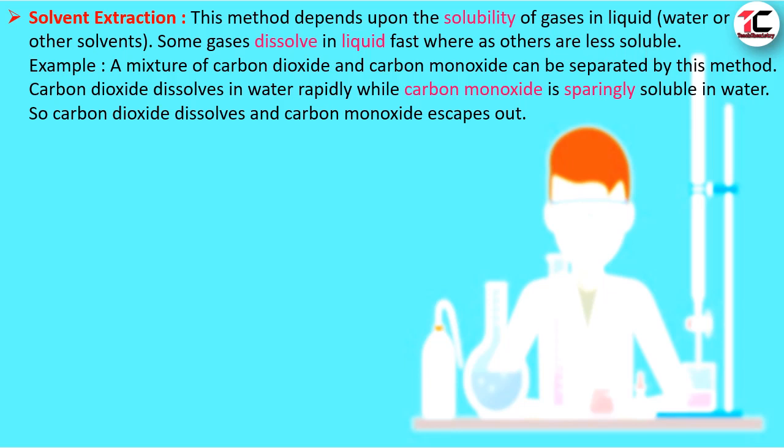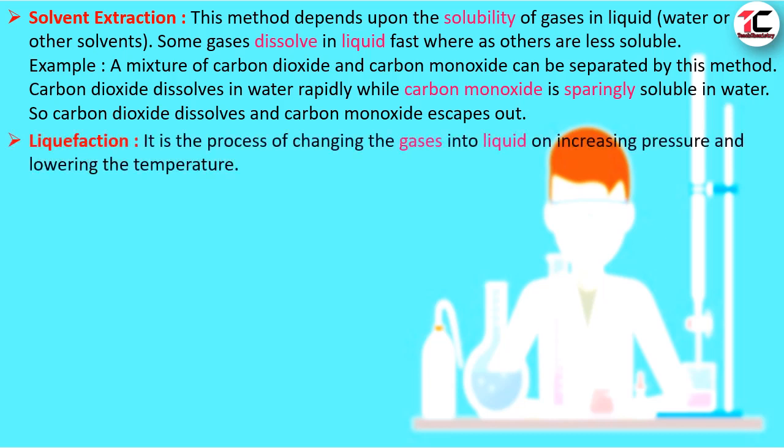For example, a mixture of carbon dioxide and carbon monoxide can be separated by this method, that is, the solvent extraction method. Carbon dioxide dissolves in water rapidly, while carbon monoxide is sparingly soluble in water. So carbon dioxide dissolves and carbon monoxide escapes, and we can separate carbon monoxide from the mixture of carbon dioxide and carbon monoxide.